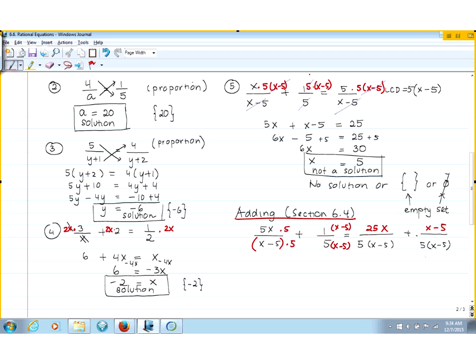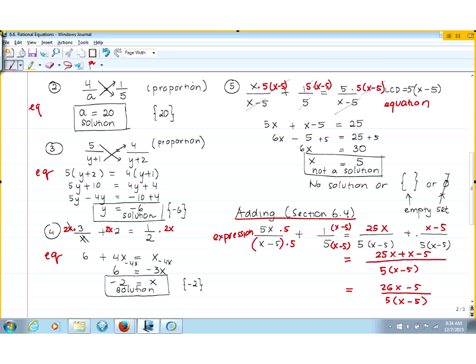So this is adding. What are we doing here? We are solving for x. This is an equation. So all the things here that we have, this is an equation. But here, this is an expression. So we have to continue here. What is this? Common denominator, which is 5 times x minus 5. And then what do you have on top? 25x plus x minus 5, isn't it? So this is 26x minus 5 over 5 times x minus 5.